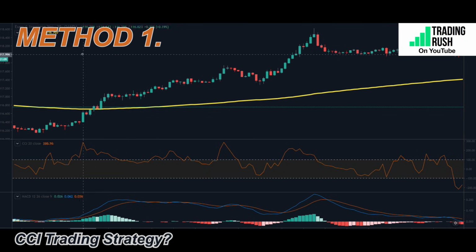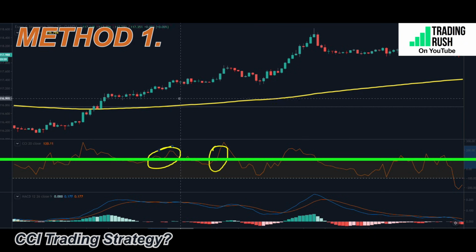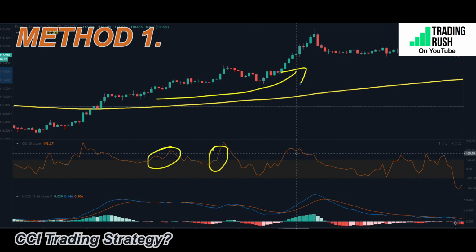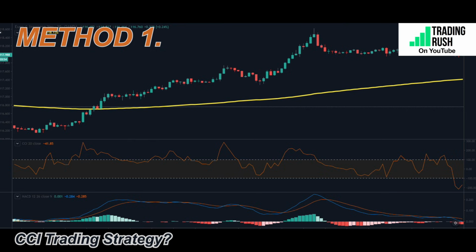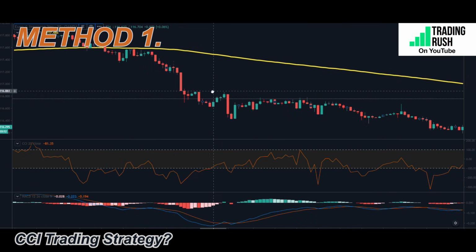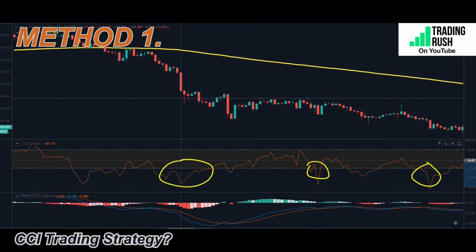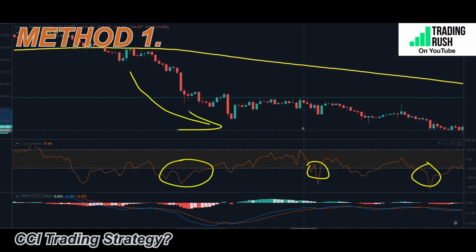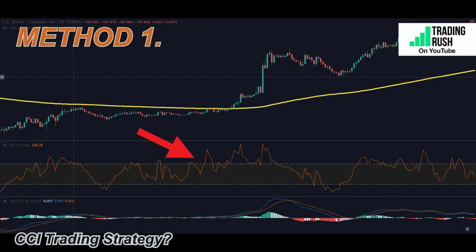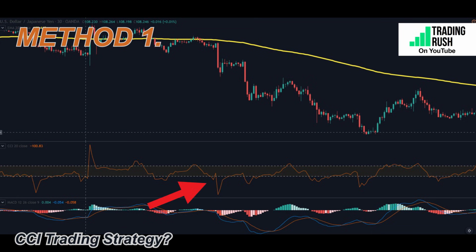This is the method that Donald Lambert, the creator of this indicator, used. When the CCI line crosses above the positive 100 line, in other words, the upper band, it can indicate the start of a strong uptrend. And if the CCI line crosses below the negative 100 line, in other words, the lower band, it can indicate the start of a strong downtrend. In simple words, the CCI line crossing above the upper band is a buy signal, and the CCI line crossing below the lower band is a sell signal.